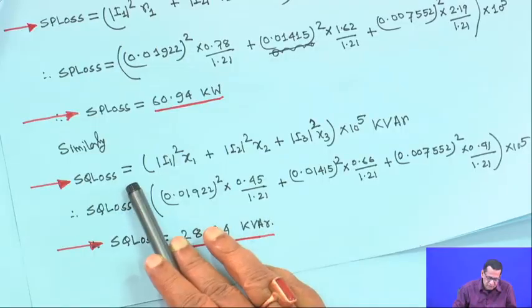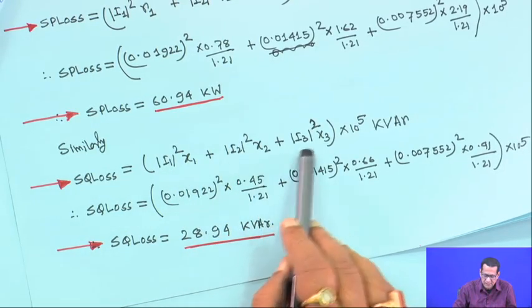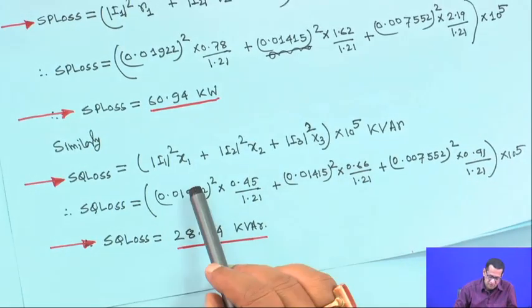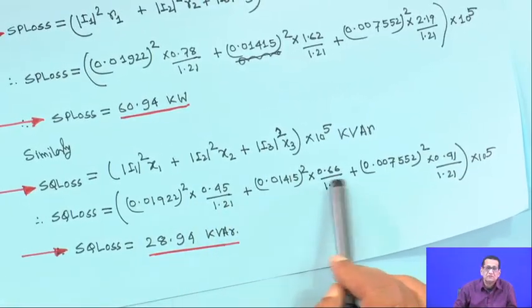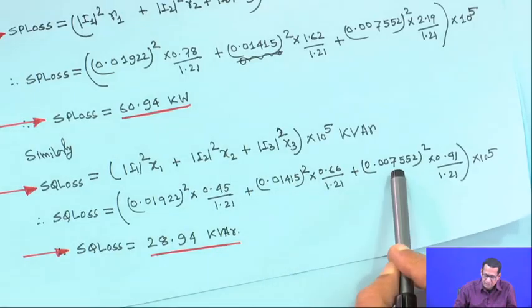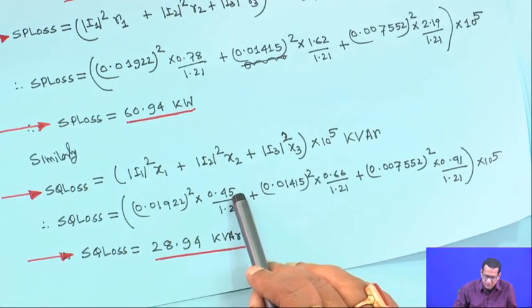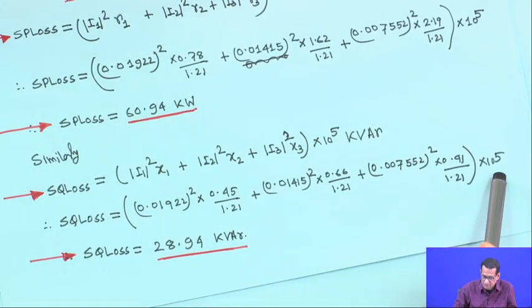Similarly, the total Q loss is magnitude I1 square x1 plus I2 square x2 plus I3 square x3, into 10 to the power 5 kilowatt. All the I values are converted to per unit, all x values are substituted, magnitude of I1, magnitude of I2 and magnitude of I3 squared, and these x values are the ohmic values divided by their base impedance 1.21, 1.21, 1, into 10 to the power 5.